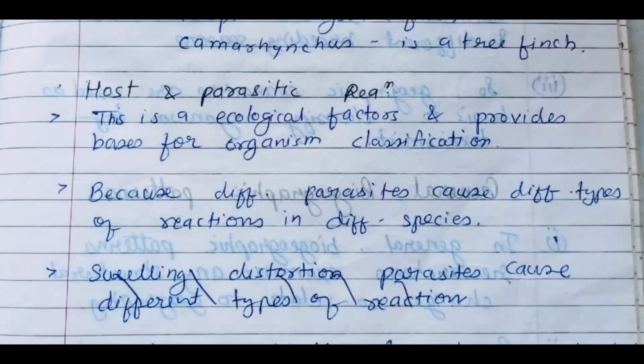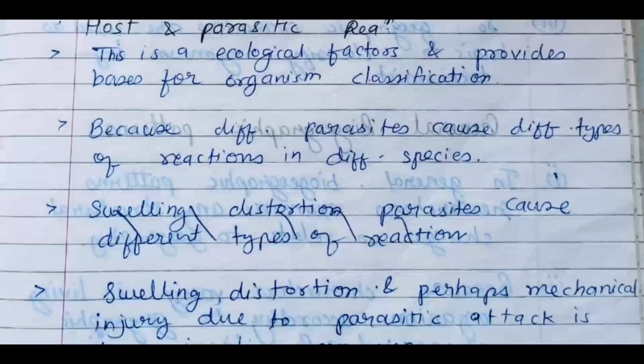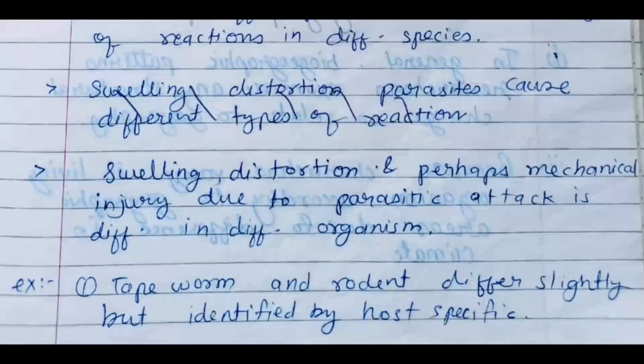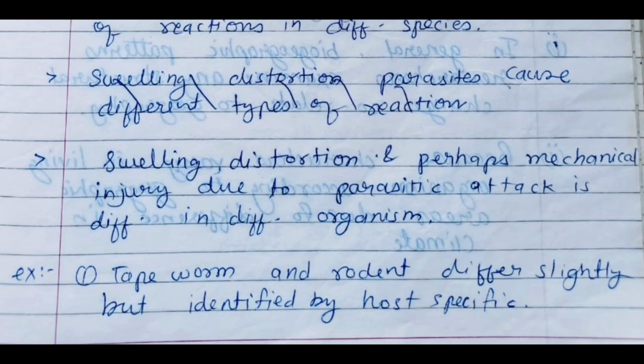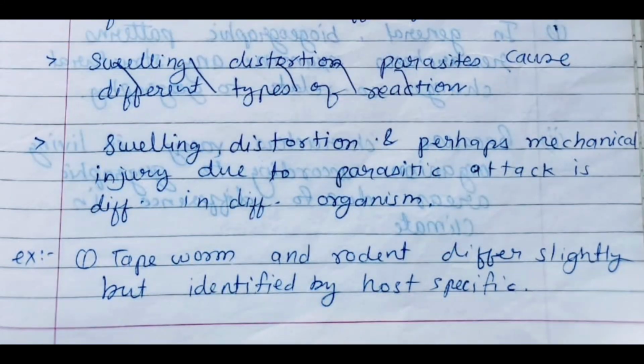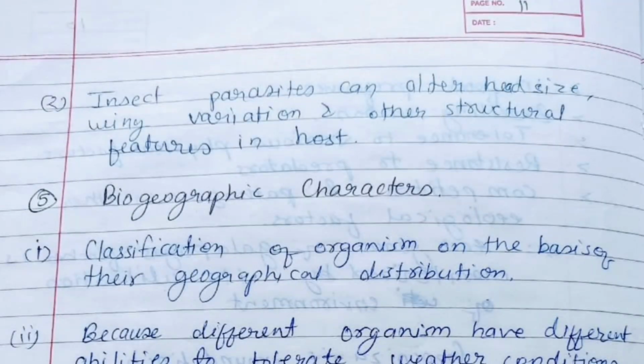Host and parasitic reactions. This is an ecological factor and provides a basis for organism classification because different parasites cause different types of reactions in different species, such as swelling, distortion, and perhaps mechanical injury due to parasitic attack, which is different in different organisms. For example, tapeworm and rodent differ slightly but are identified as host specific. Second, insect parasites can alter head size, wing variation, and other structural features in the host.